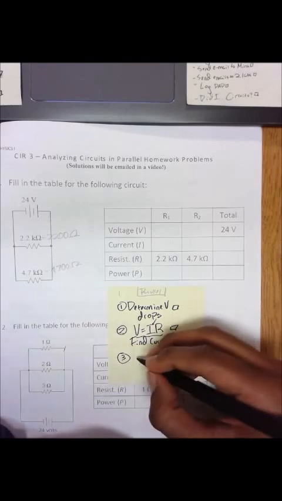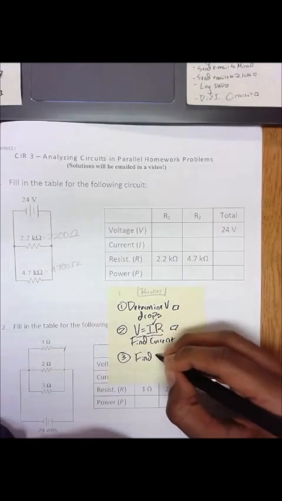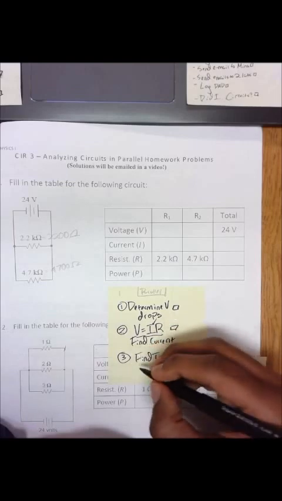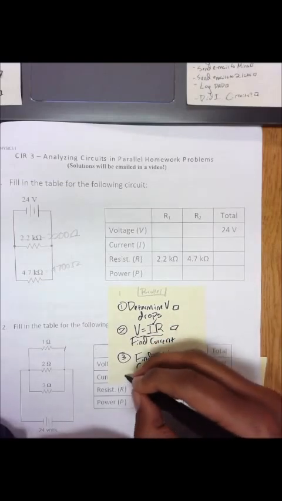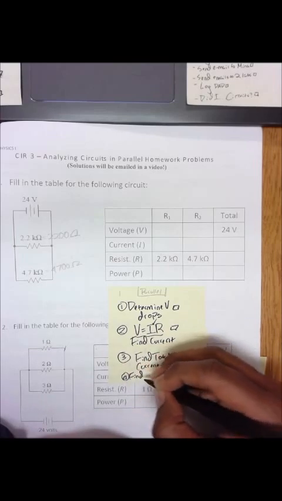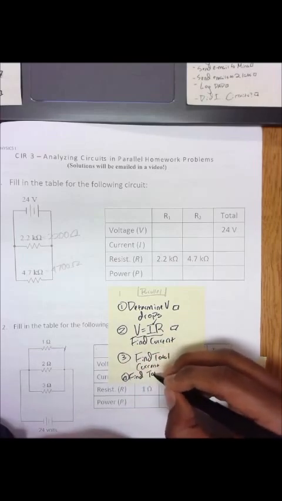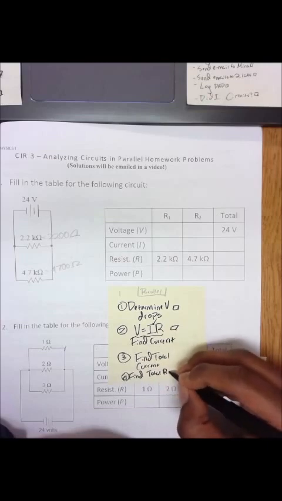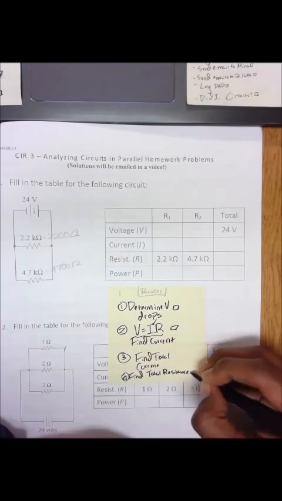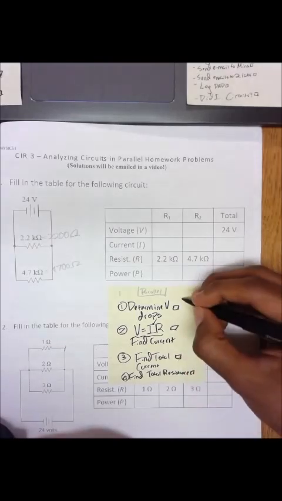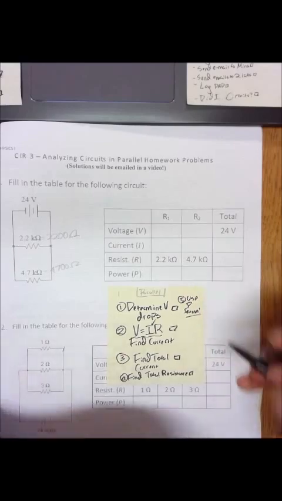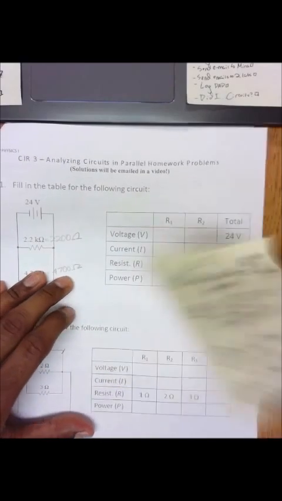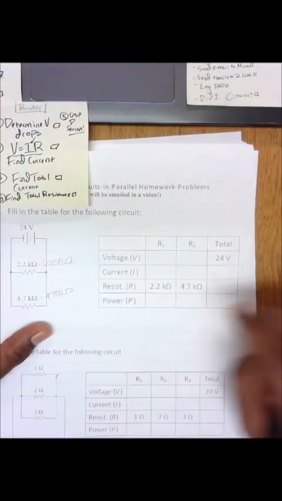Now, find total current. Find total resistance. And then finally, we use the power formula. Alright, so let's follow those 5 steps for this table right over here.